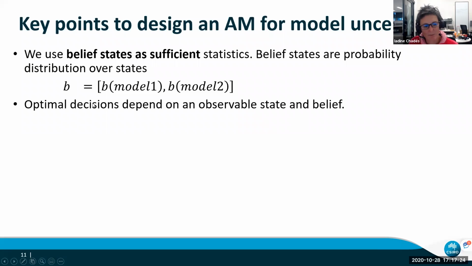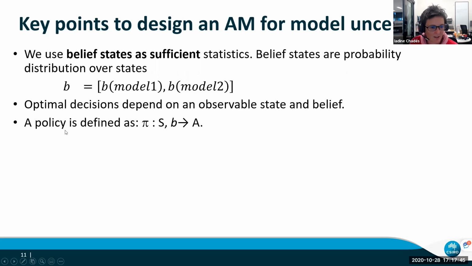So in the context of adaptive management, active adaptive management, the optimal decision depends on our observable state. Let's say the state of a population, and the value of that belief, where we think we are, which model is most likely to be true. Important information: this time the policy or strategy is defined as pi. It's a function of S or belief, and it matches our state to an action to do. What we're interested in doing here is finding the optimal strategy or optimal policy.